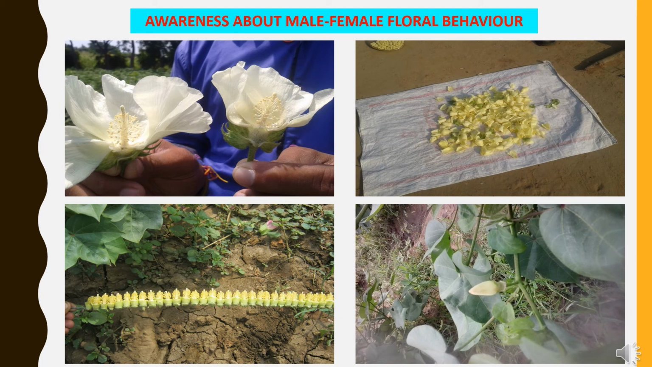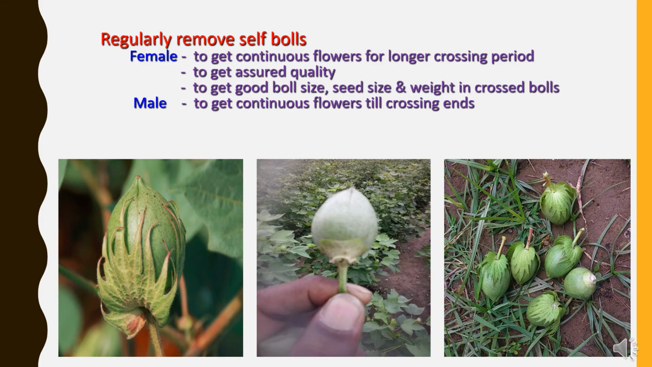Here we have also shown some characteristics to be observed during the emasculation and pollination process. On a regular basis, we have to remove the self balls in the female line and the male line. In the female, it helps to get continuous flowers for a longer crossing period, and to ensure quality and good ball size, seed size and weight in crossed balls. In the male, removing balls promotes continuous flowering till crossing ends, and it creates a suitable condition for supplying pollen for the female requirement.